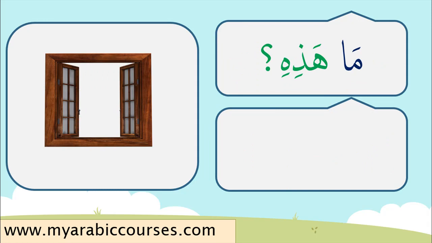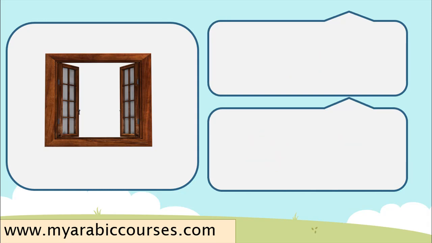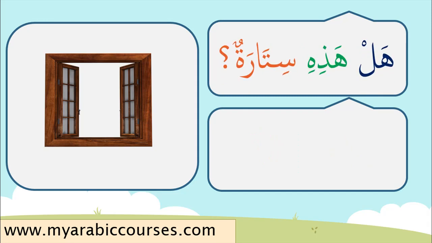ما هذه؟ What is this? هذه نافذة. This is a window. هل هذه ستارة؟ Is this a curtain? لا، هذه نافذة. No, this is a window.